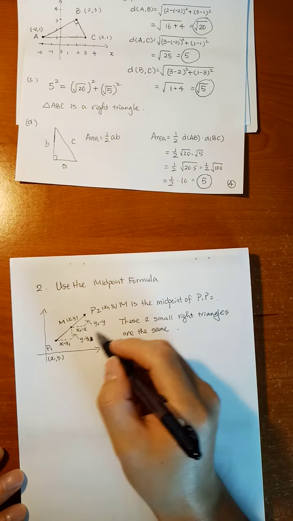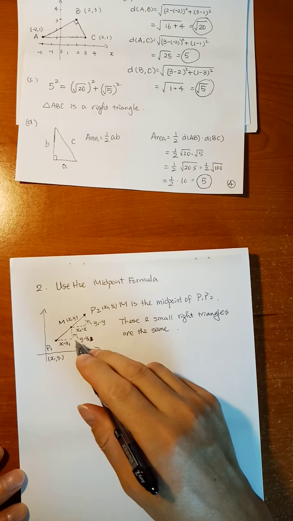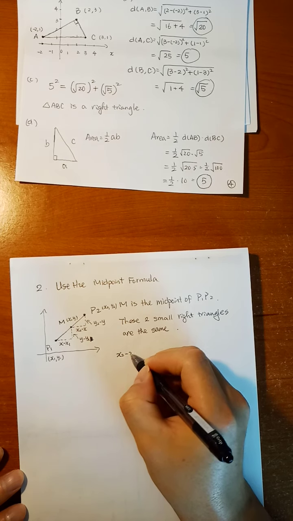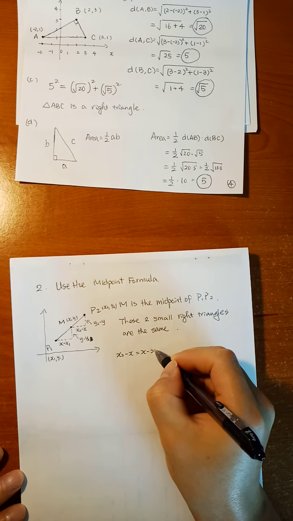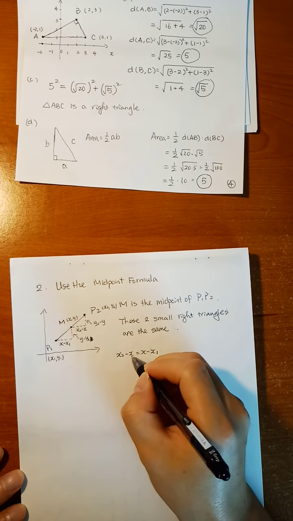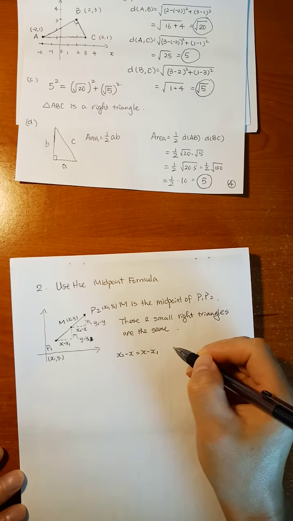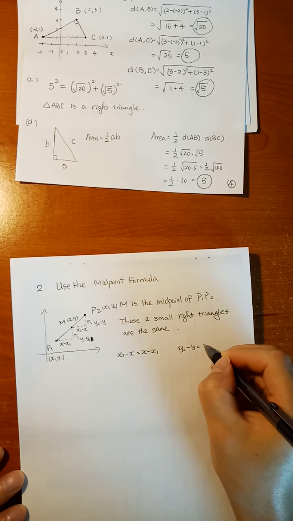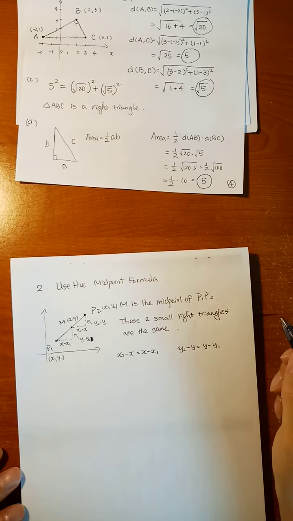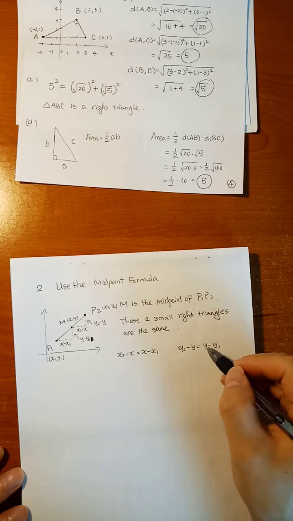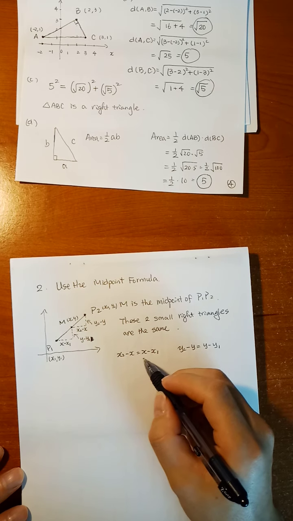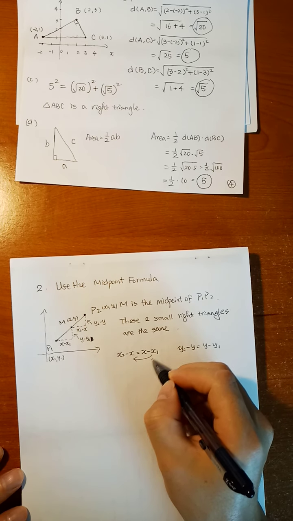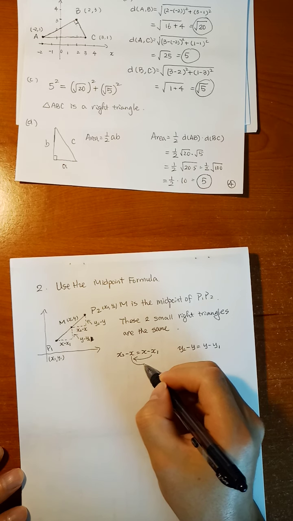Okay, so from the identical right triangles, we know that x2 minus x is equal to x minus x1. And y2 minus y is equal to y minus y1. You solve these two equations in terms of x1, x2. Basically, let me do it. I move this x1 to the left side, and x to the right side.